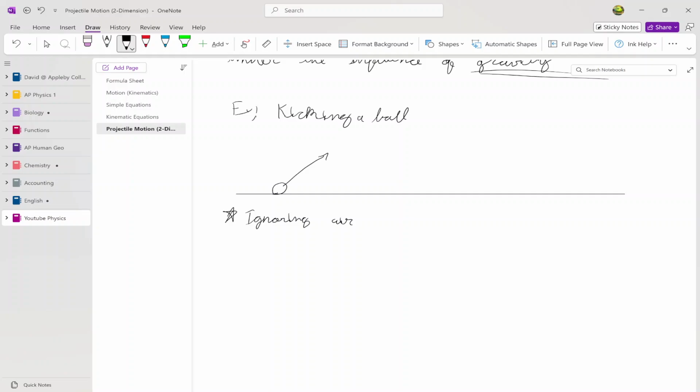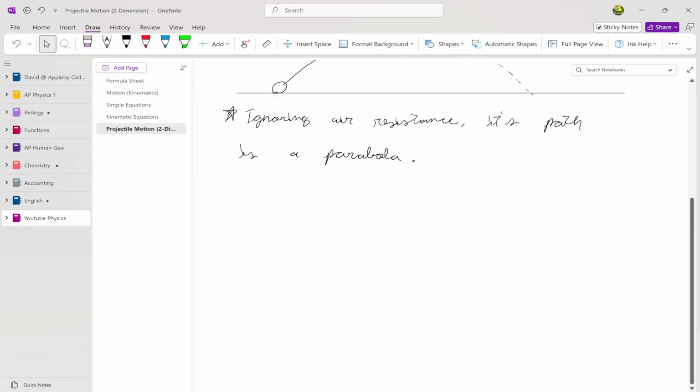So, ignoring air resistance, this is the neat part: its path is a parabola, which makes sense. In case you don't know what a parabola is, it's just this type of shape. If cut in the middle, it is perfectly symmetrical, mirrored, basically. And so its projectile motion path would be like that. Beautiful.